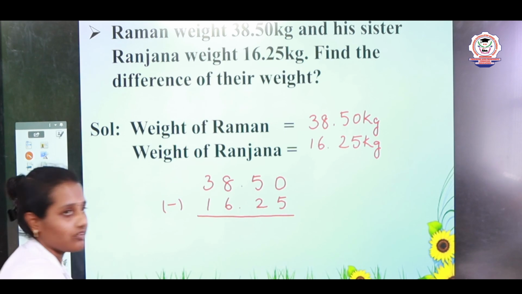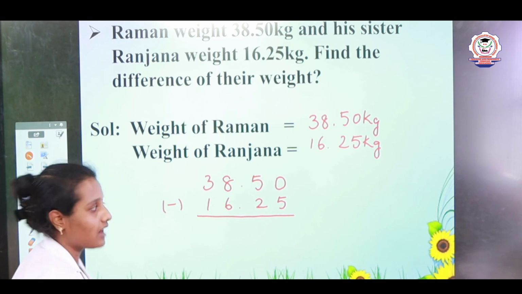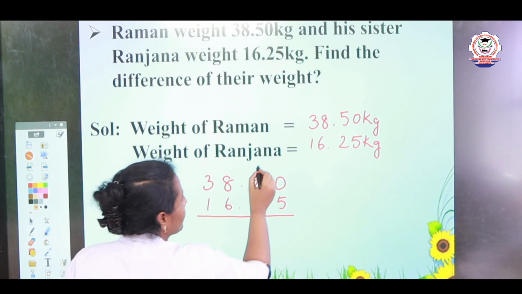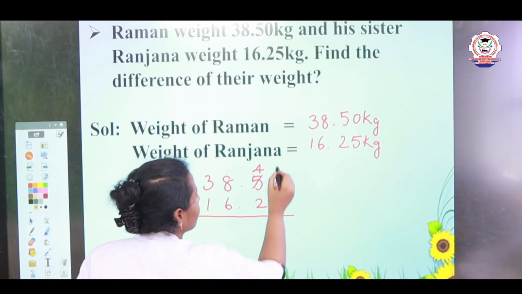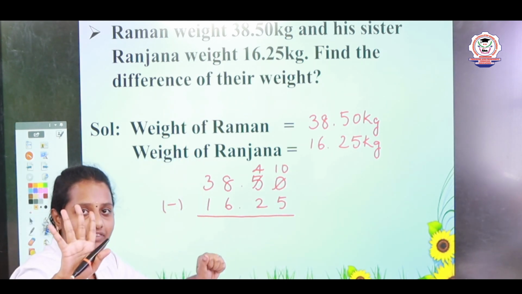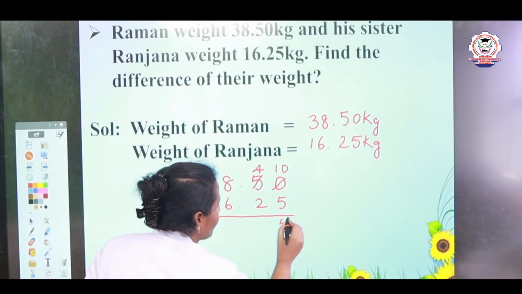Yes, my dear children, now we are going to subtract this. 0 minus 5. Can you subtract 0 minus 5? No, we can't. So we want to borrow from the next number. The 5 will become 4 because we took one from the 5, and the 0 will become 10. Now, 10 minus 5 in 10 fingers. If you close 5 fingers, we will have 5 fingers. So the remaining is 5.